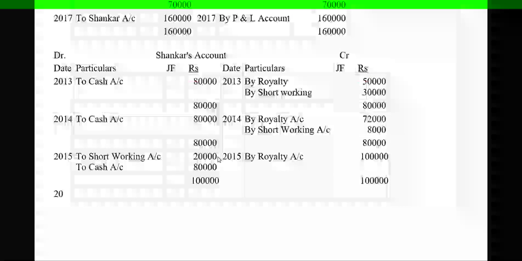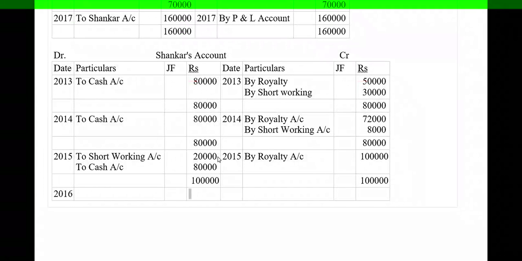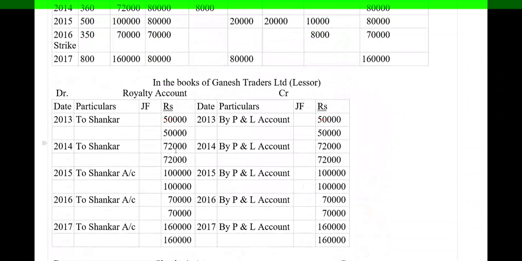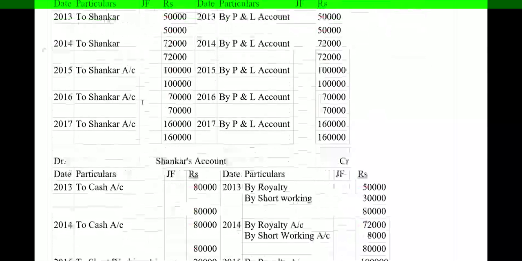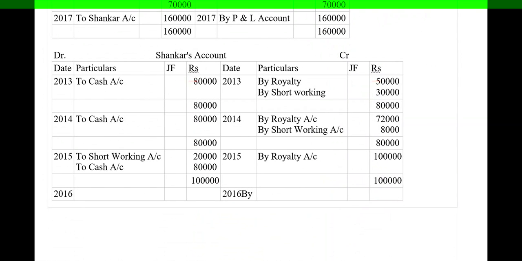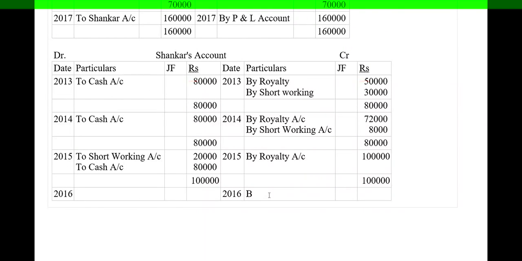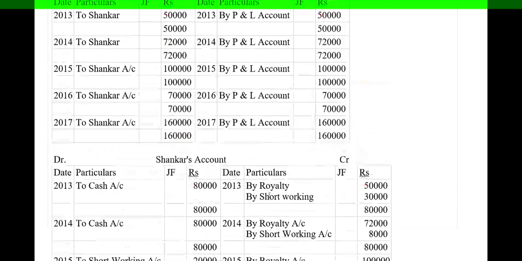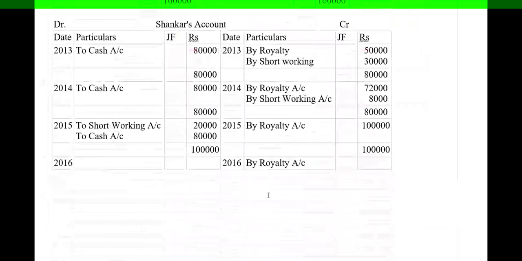Then 2016. Now let us see here. When you look into this chart, the royalty payable will be rupees 70,000. When the royalty is payable, then it will be royalty account to Shankar's account. So Shankar's account is credited by royalty account, rupees 70,000 here.